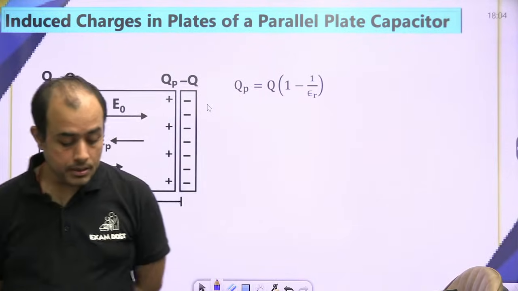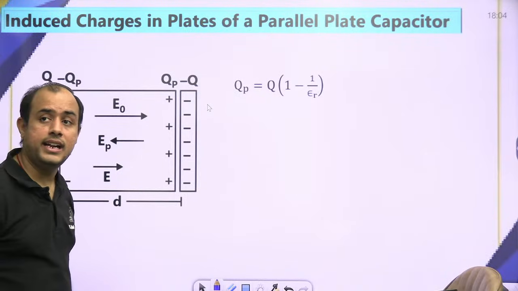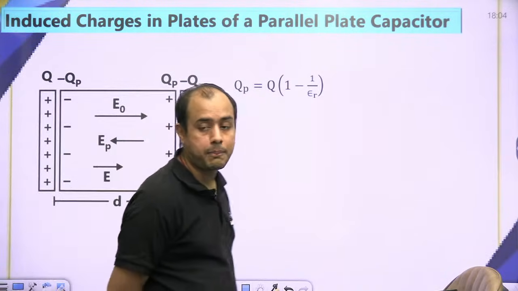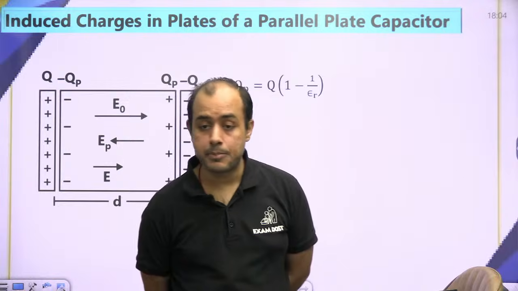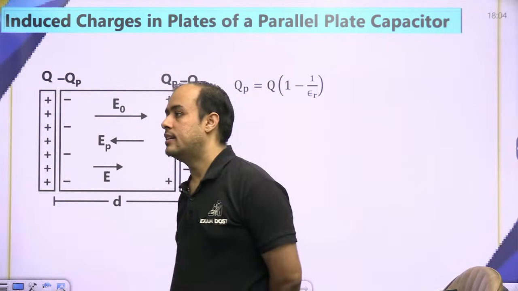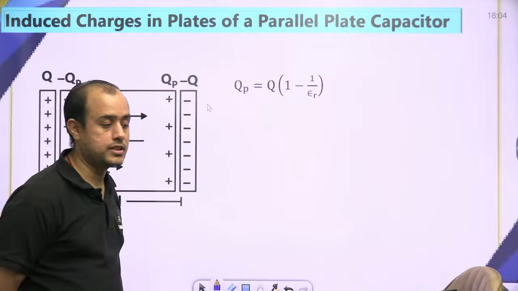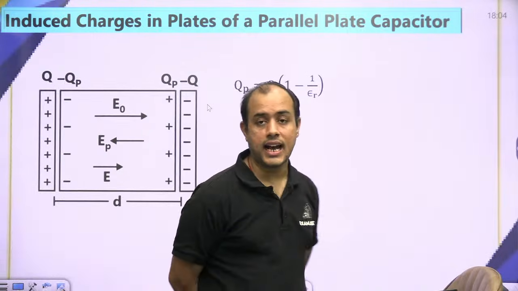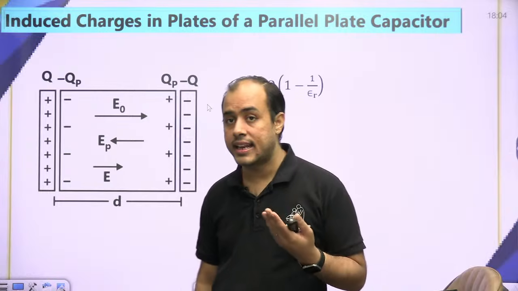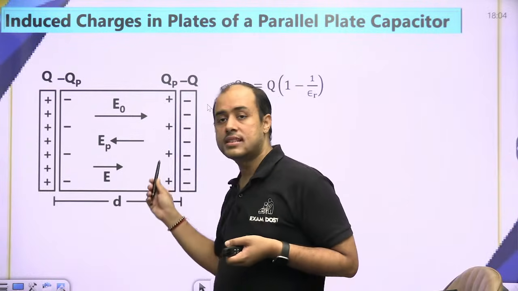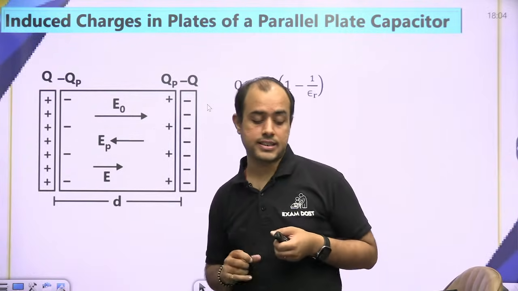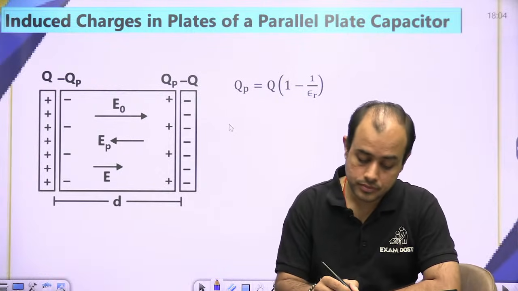Now beta, because of the electric field between the plates of capacitor, the dipoles will become aligned. So there is a dielectric charge that is induced. On one side of the dielectric, you will have all the negative charges. On one side, you will have the positive charges.